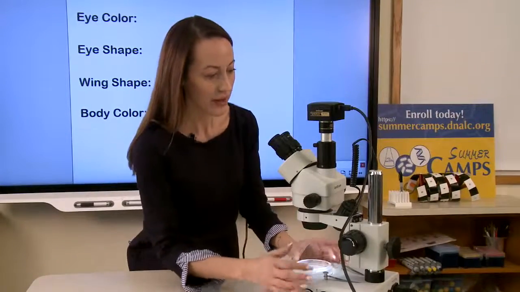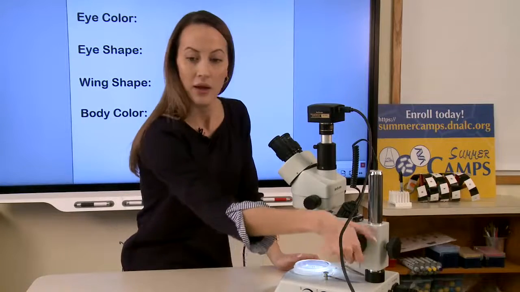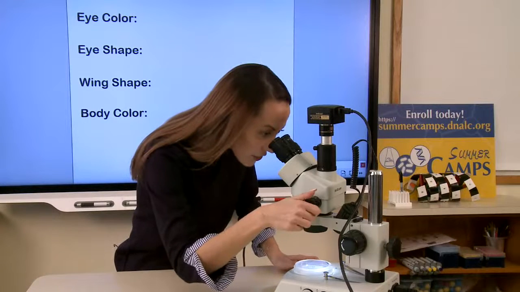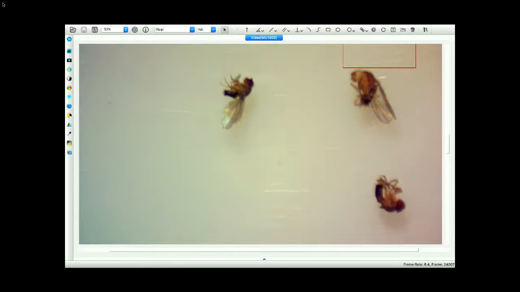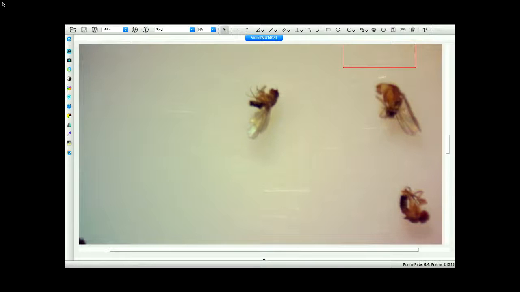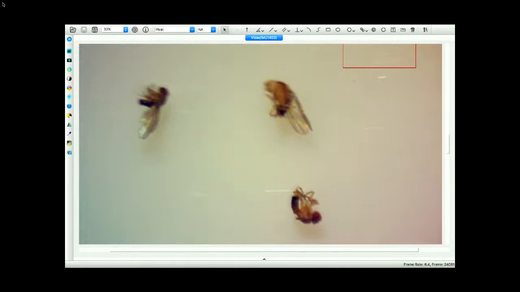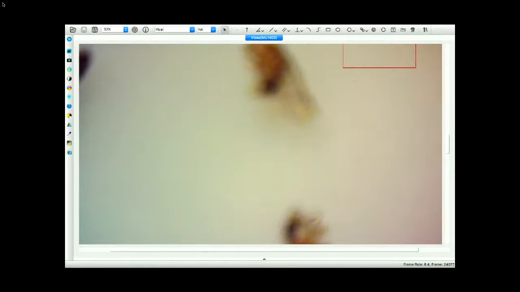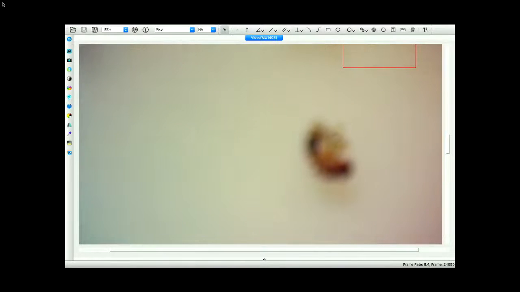Now be patient with me as I try and get ones under our microscope. It takes a moment for us to adjust it. Okay. Focus in. And right off the bat, we can see a few different ones. Now I'm going to try and scoot over a little bit. All right, and I'm going to zoom in on this one down here first.